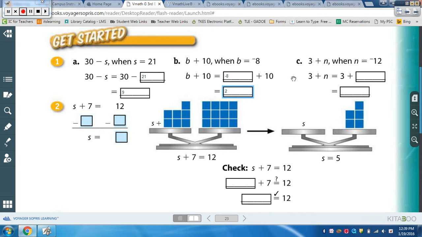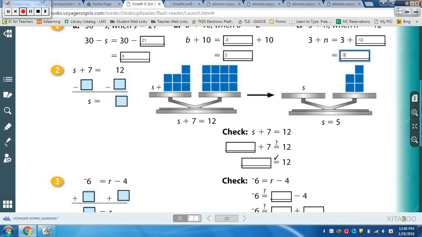Example C. 3 plus n when n equals negative 12. 3 plus n equals 3 plus, and we substitute negative 12 for n here. Once again, we are adding unlike signs. When we add unlike signs, we once again take the absolute values of both numerals, which is 12 and 3 respectively. Then we take the smaller from the larger, so it is 12 minus 3. 12 minus 3 is 9. Which one had the larger absolute value? That was negative 12, therefore our sign remains negative. So our answer is negative 9.